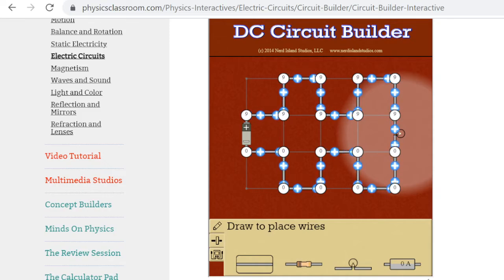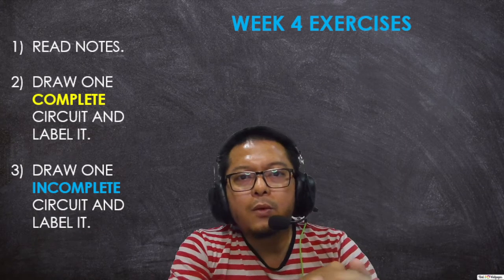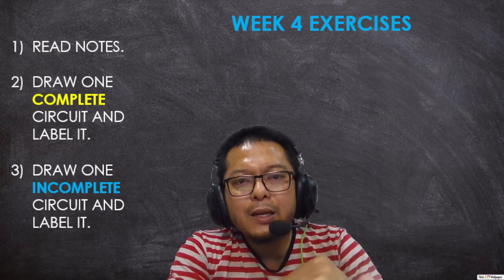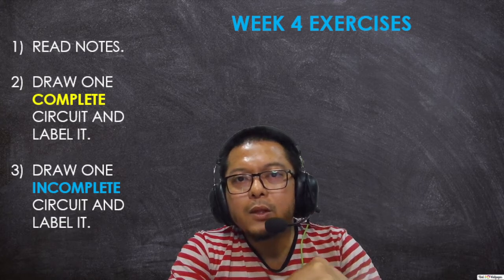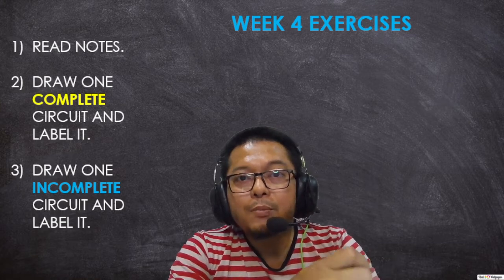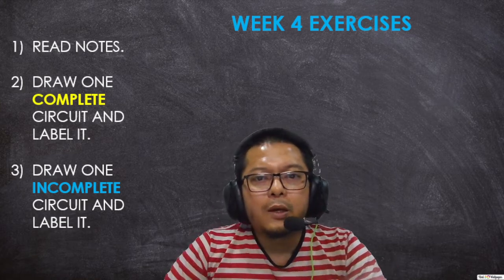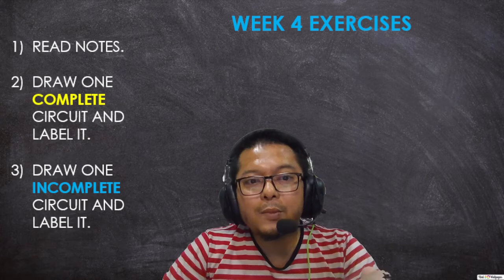Okay, now excellent. Now for our exercise, what I need you to do is read these notes and simply draw one complete circuit. Draw a battery, a light bulb, and wire connected, and label the items: label light bulb, label dry cell, label wire. Draw a complete circuit where the light bulb turns on, lights up, and draw one incomplete circuit on a paper. Label it also.